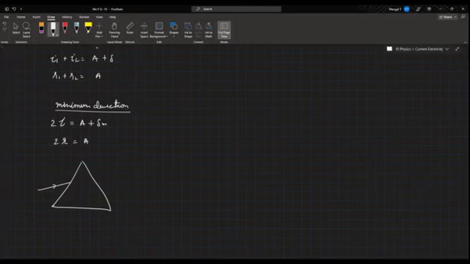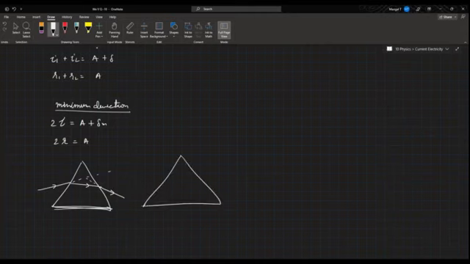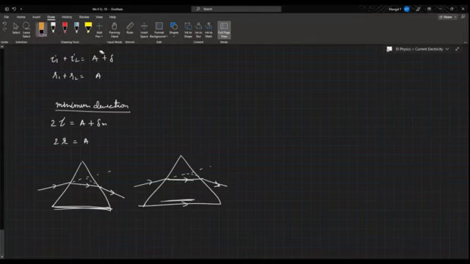A ray of light, when it passes through a prism, bends like this and then bends again toward the base of the prism. But when there is minimum deviation, this ray of light inside the prism goes parallel to the base of the prism. So that is why, when drawing the diagram, you need to be careful. This is bending toward the base, and here also it is bending, but it is going parallel to the base.